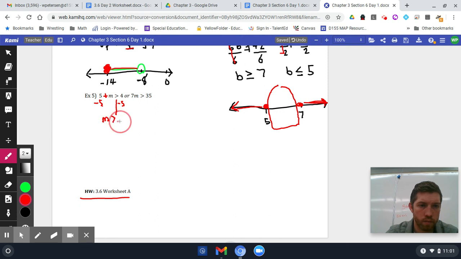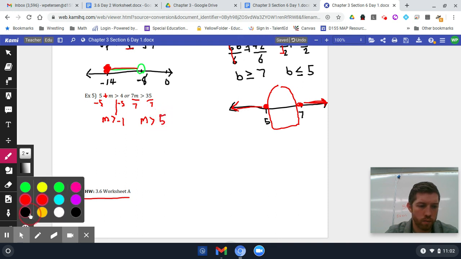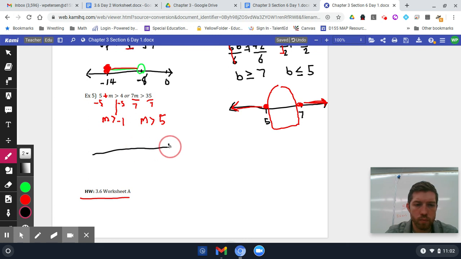And then we're going to divide by 7. Divide by 7. And you're going to get m is greater than 35 divided by 7, 5. Now let's graph this. We have -1. We have 5. And I'm not going to try tricking you guys, but I want to let you know.